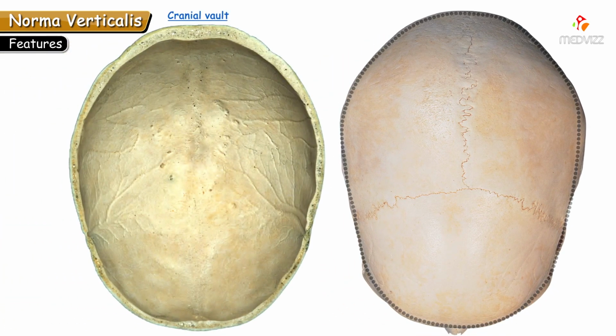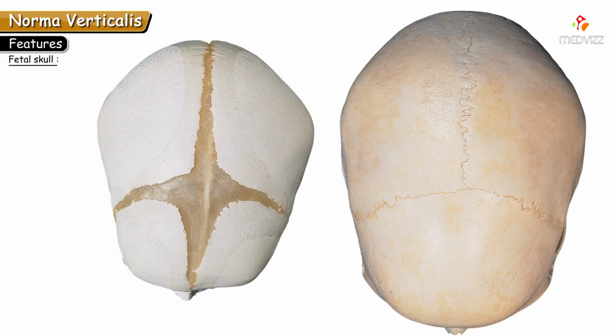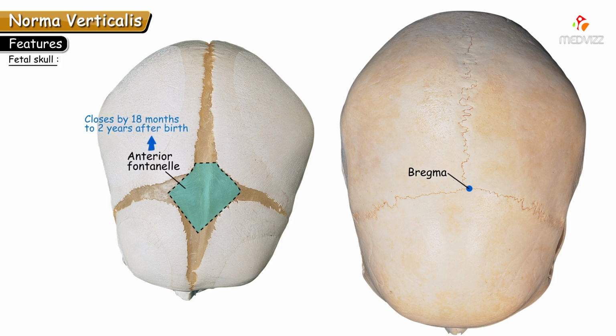The upper skull cap, the dome-like arched roof of the skull which forms the skull cap, is known as vault of the skull. Here is the fetal skull. At the site of bregma, we can see a large membranous gap which is diamond shaped. This gap is known as anterior fontanelle. Anterior fontanelle closes 18 months to 2 years after birth.